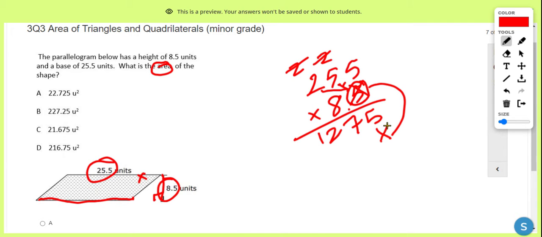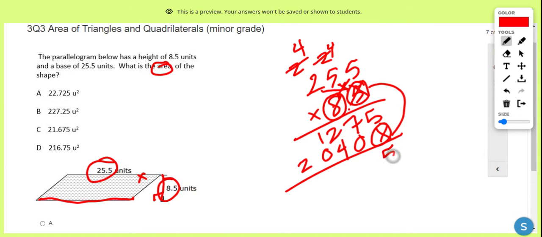Cross out this spot down below. Now we've got 8 times 5 is 40. Carry the 4. 8 times 5 is 40 plus 4. And then we have 8 times 2, which is 16, plus 4, which is 20. 5, 7, 6, 1, 2. You count your decimal place values: 1, 2, 1, 2.